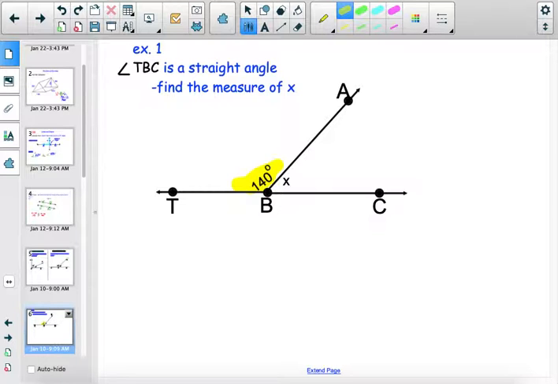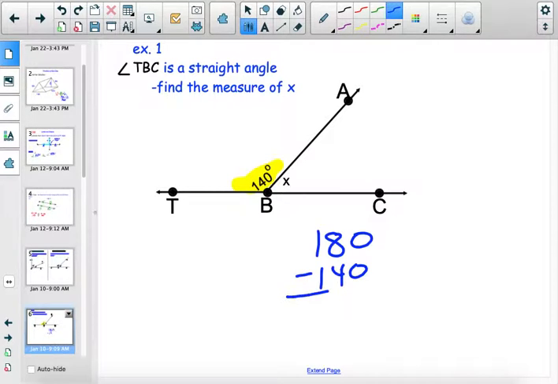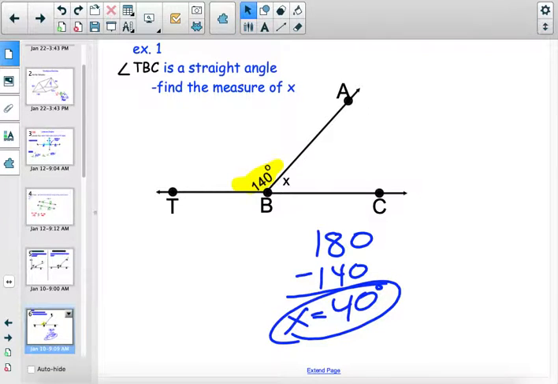How did you do that? You're right. But in a way, I believe you did 180 minus 140 equals 40. So x is going to equal 40 degrees on this one. So basically, you subtract what you know. You take 180 and then subtract the number that you're given. Okay, that will work.